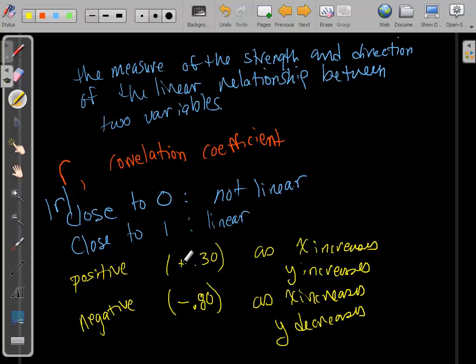A positive tells you it's an up and to the right kind of slant on the line, and the 0.3 tells you it's really spread out. The negative 0.8 is saying that it's pointing down and to the right, and the 0.8 part is telling you that the points are relatively close together. They're really clustered, and they pretty much land on a straight line.